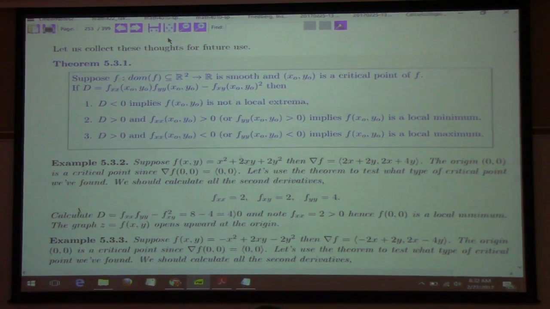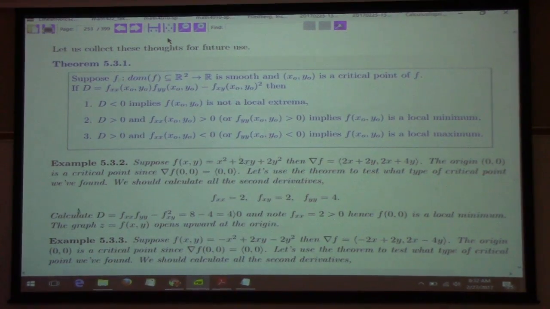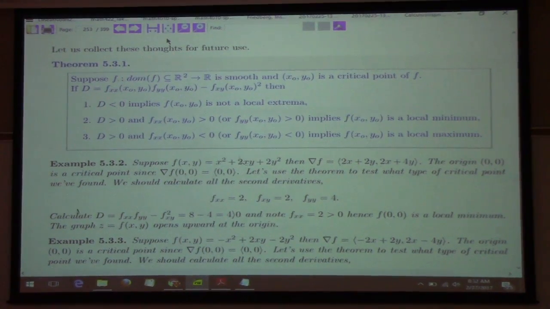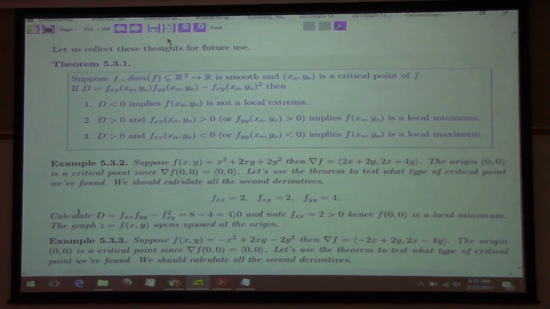Questions? No. Okay. Now the second derivative here is positive. D is positive, so we get a local minimum by the second derivative test. Right? Okay. Is D always fxx times fyy minus fxy squared? Right. In this section, we define D to be that quantity. Is D always that? Well, no.